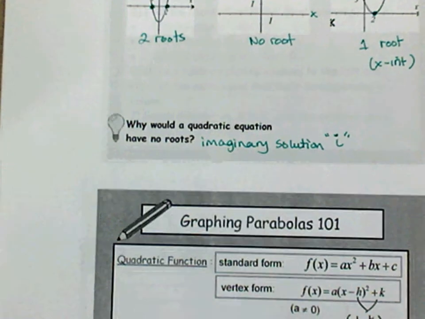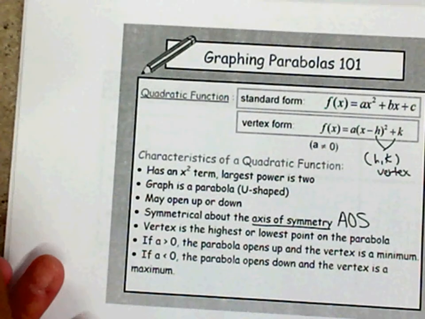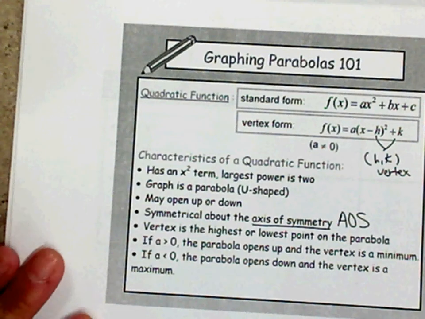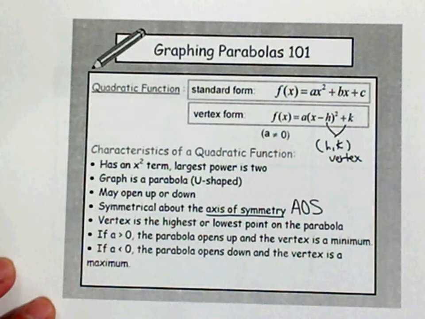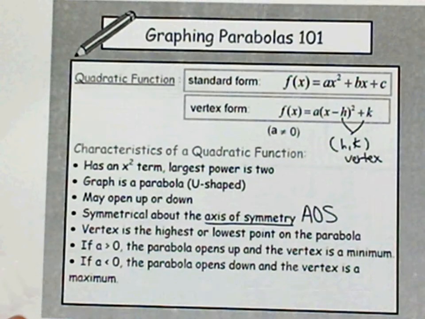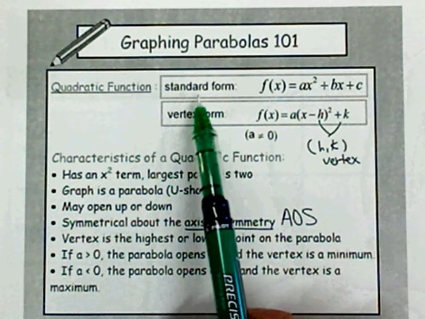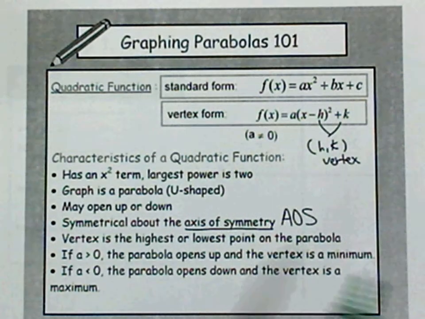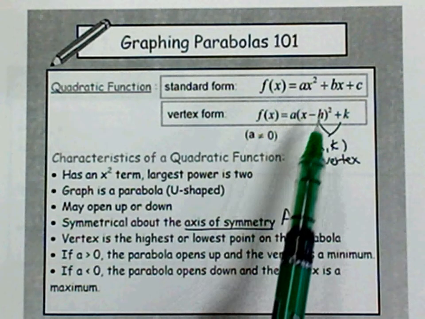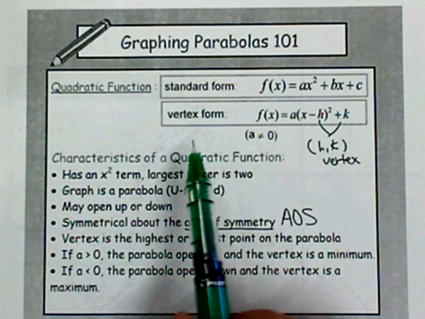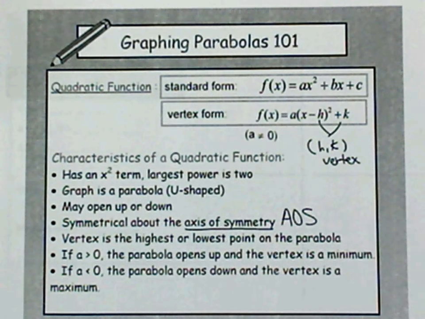Now, here are the notes I want you guys to write. Okay? Let me see if I can make it a little bit bigger for you. So do this in your notes. This is called a standard form. You guys can see ax squared plus bx plus c. Here's the vertex form. I like the vertex form for graphing. It makes everything so much easier for me.